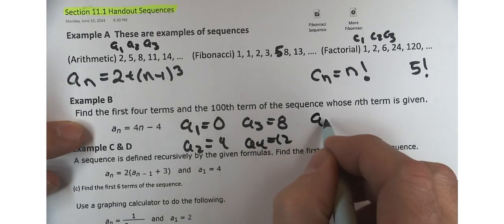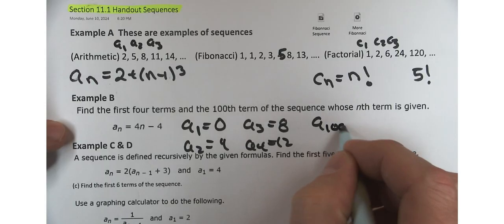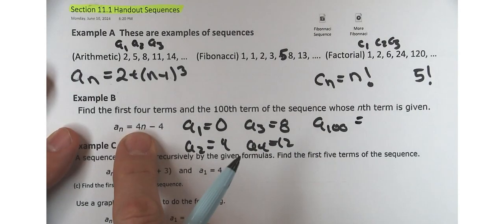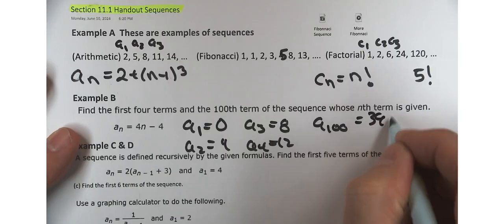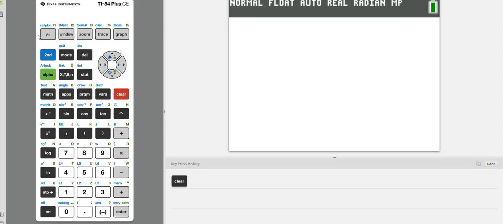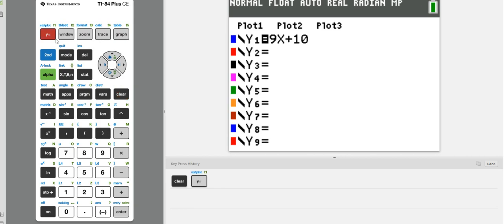But how about A sub 100? What's A sub 100 going to equal? Who's got my back on that? Come on. There you go, 396. Now you can make your calculator do these kinds of things in a couple different ways. Let's take out our calculators and take a look at those. There's nothing wrong with just putting it in the y equals key and making it do it there. Nothing wrong with that at all.